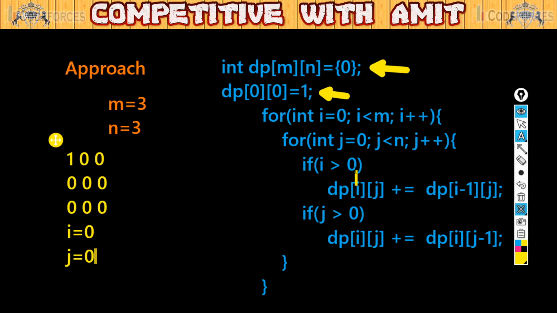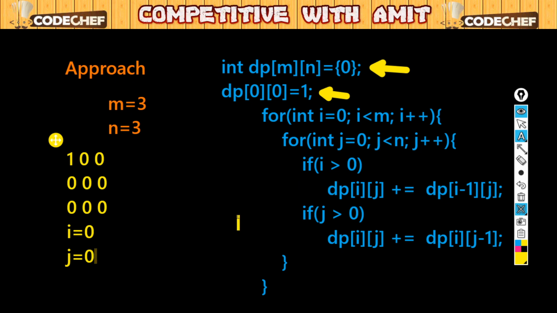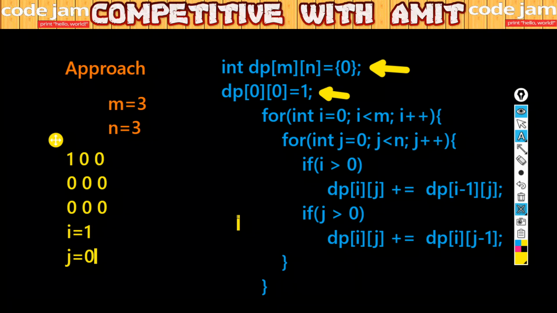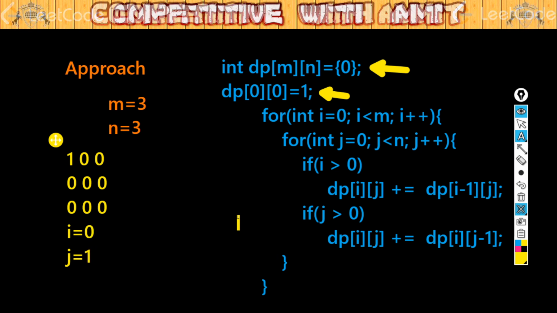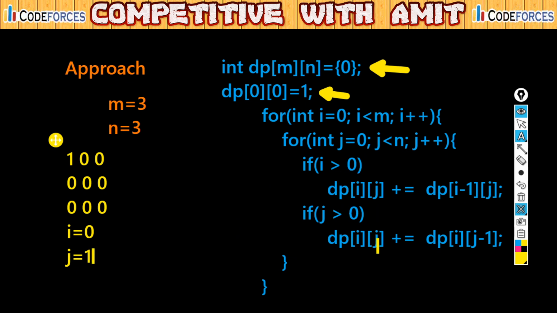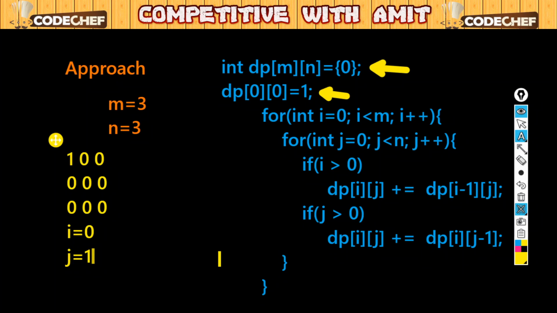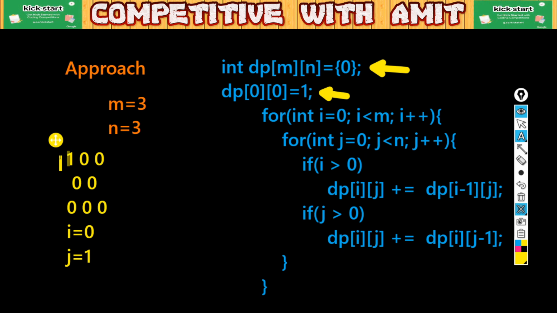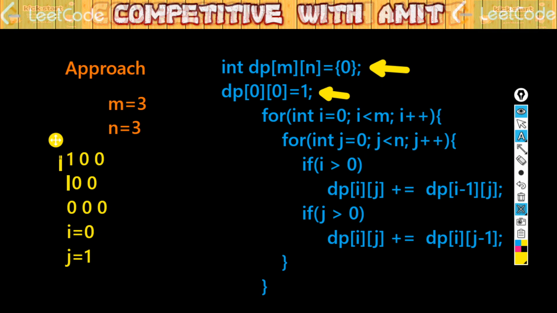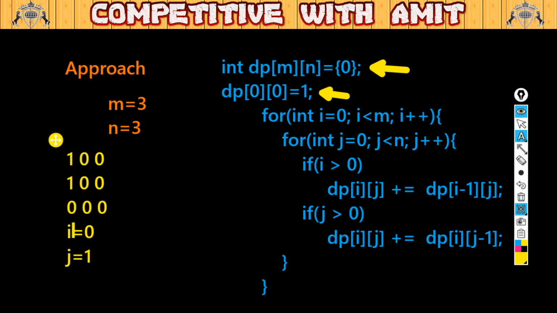So for 0 comma 0, both conditions become false, so we will not do anything. Now i will become 1 and j will stay as it is. Sorry, before that, j will be incremented first to 1. Now for 0 comma 1, the first condition will be false because it is equal to 0. Now what will happen is I'll add its j minus 1 index, so this index will be added with this index, and both will be summed up here. After that j will again be incremented to 2.